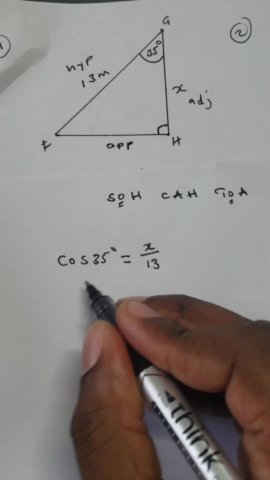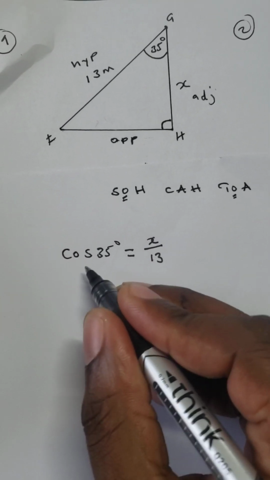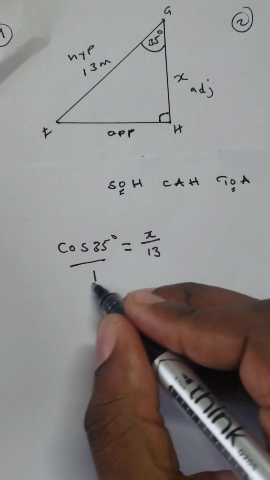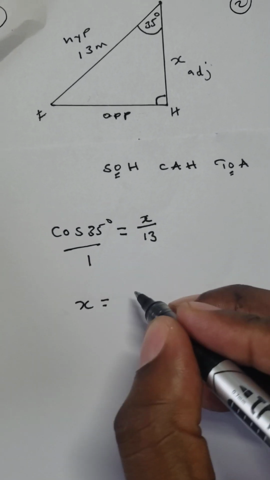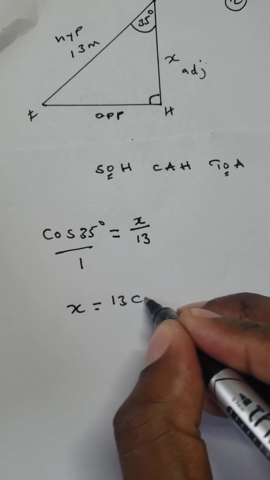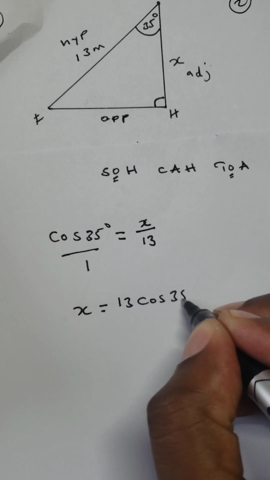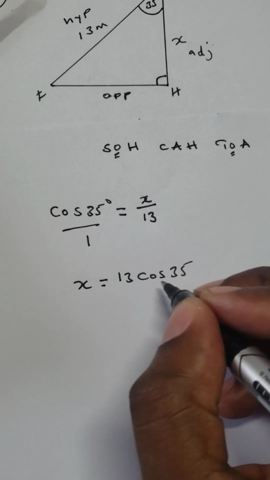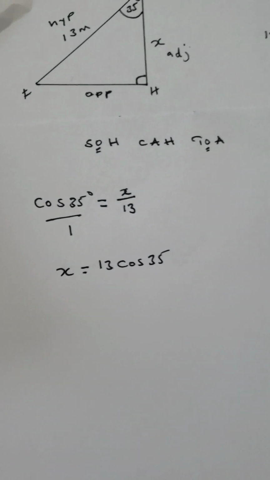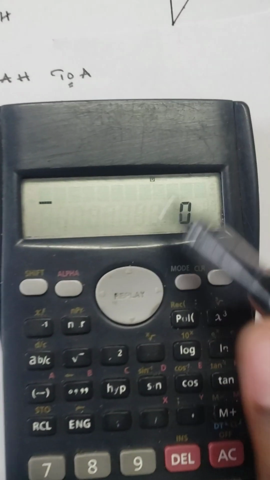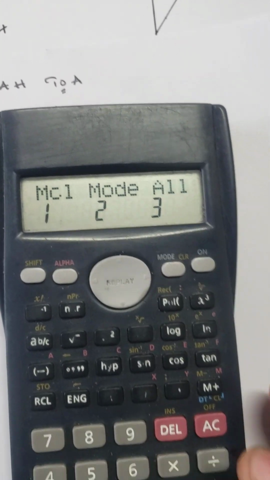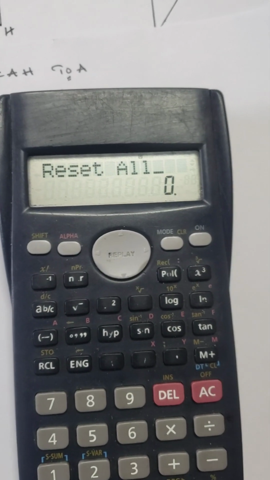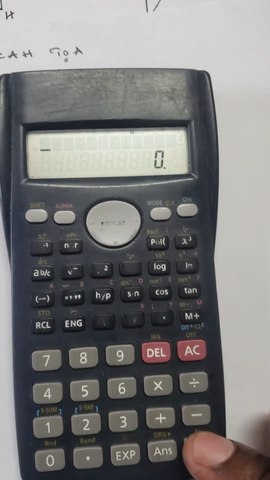Then after that, we cross multiply. So if we cross multiply now, we have 1 times x, which is x, is equal to 13 times cos 35. 13 cos 35. Always start with a side, then you have cos, and then an angle. On your calculator, make sure your calculator is in degrees. In case it's not in degrees, reset your calculator.